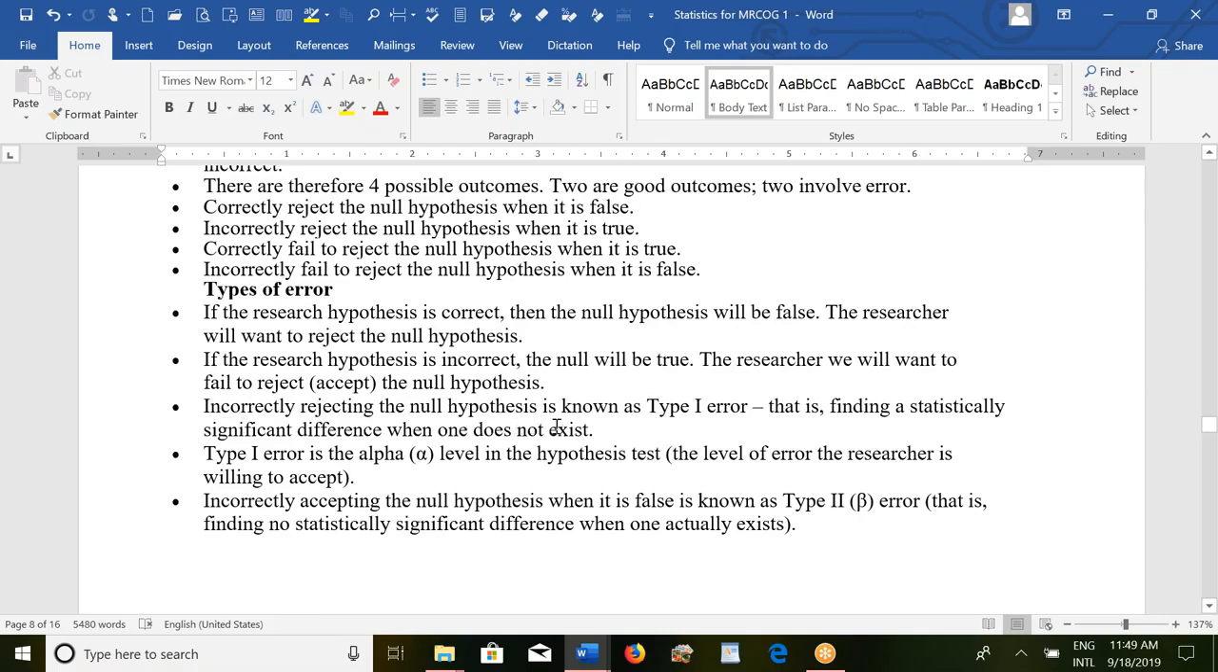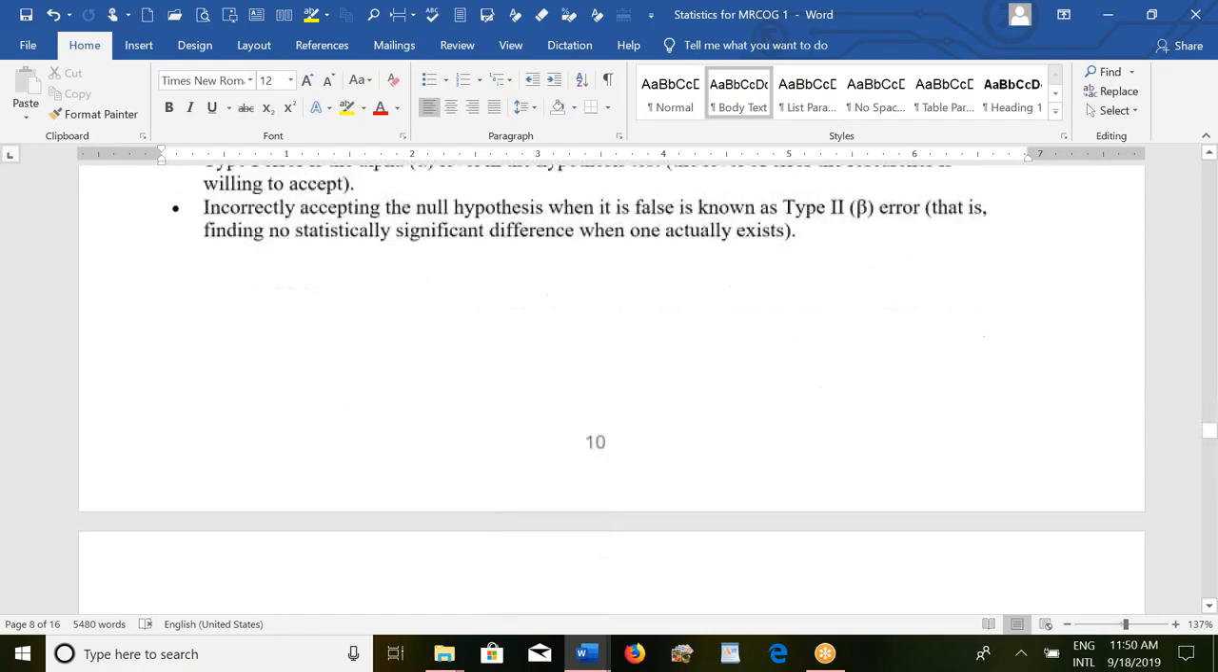Incorrectly rejecting the null hypothesis is known as type 1 error. That is, finding a statistically significant difference when one doesn't exist. Type 1 error is the alpha level in the hypothesis test, and the level of error the researcher is willing to accept. Incorrectly accepting the null hypothesis when it is false is known as type 2 or beta error. That is also called failing to reject the null hypothesis when it is false. So it means finding no statistically significant difference when actually there is a difference between the groups.